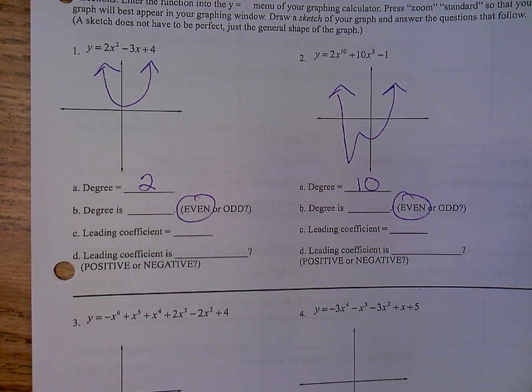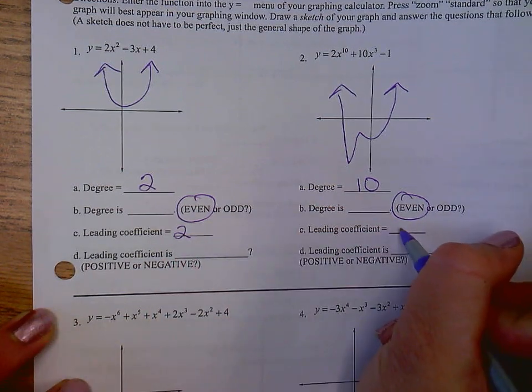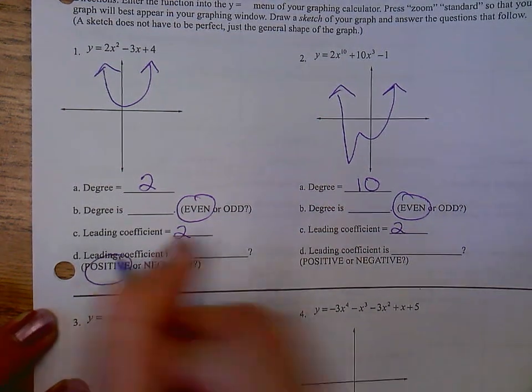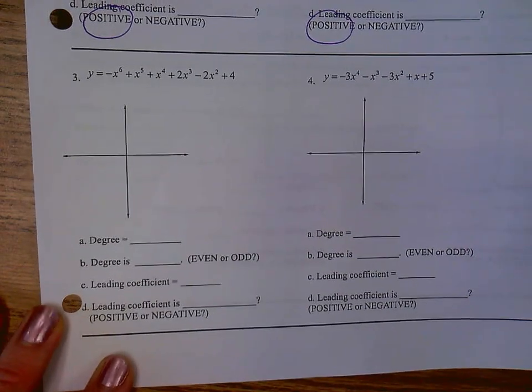Look what they look like. They also both had, this had a leading coefficient of 2 and this had a leading coefficient of 2. They both had a positive leading coefficient. We're going to write down a summary in a minute, but if you notice, both ends are pointing up. That's important.